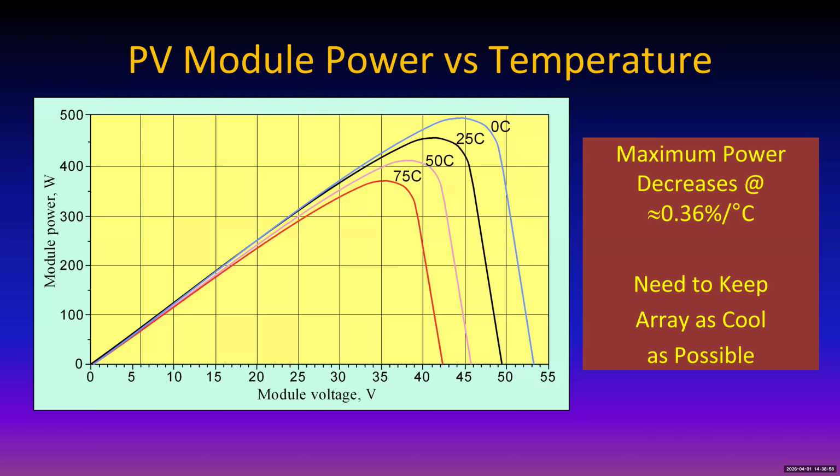So you want to keep the array cool, and that's why most of the arrays out there are mounted about 6 inches to 8 inches above the roof, so they can cool off with the air blowing underneath them. You can see this fairly significant increase in efficiency if you keep them running cooler.